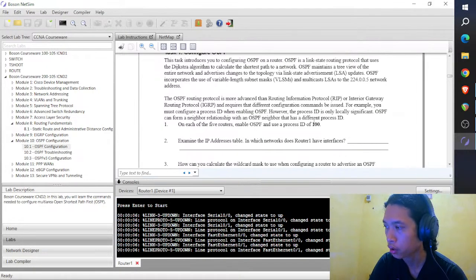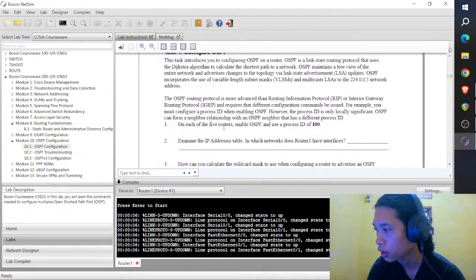The OSPF routing protocol is more advanced than Routing Information Protocol or RIP or Interior Gateway Routing Protocol or IGRP and requires different configuration commands be used. For example, you must configure a process ID when enabling OSPF. However, the process ID is only locally significant. OSPF can form a neighbor relationship with an OSPF neighbor that has a different process ID. On each of the 5 routers, enable OSPF and use process ID of 100.